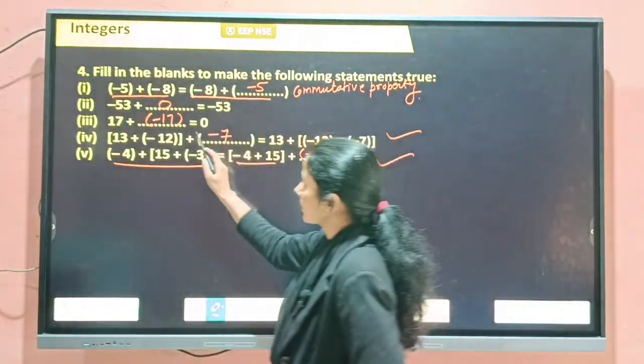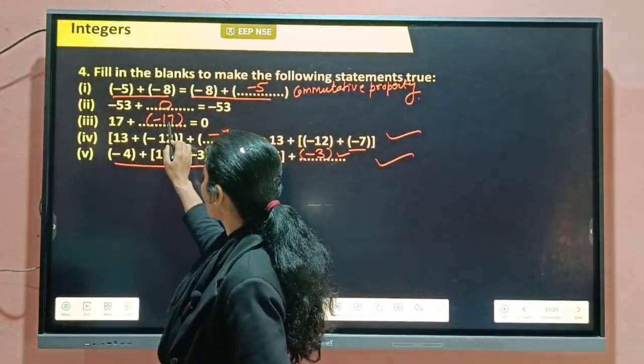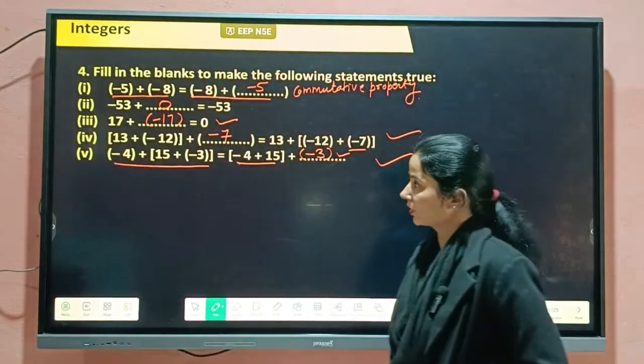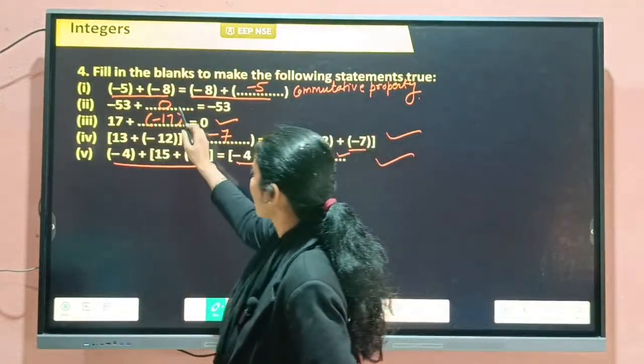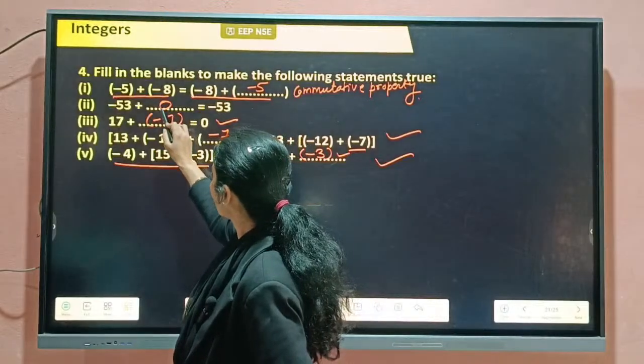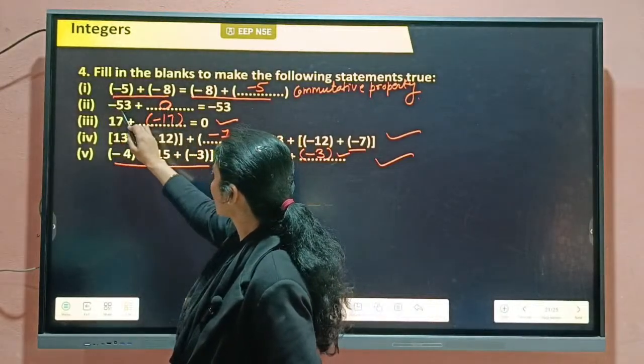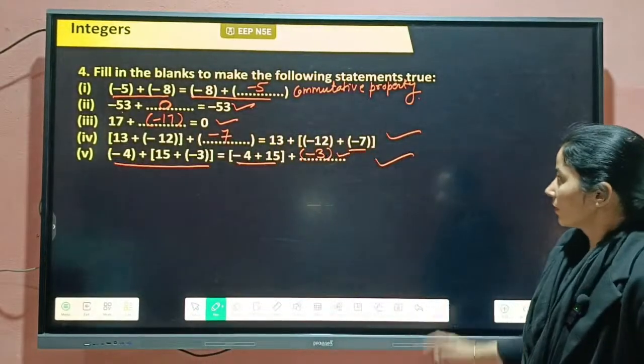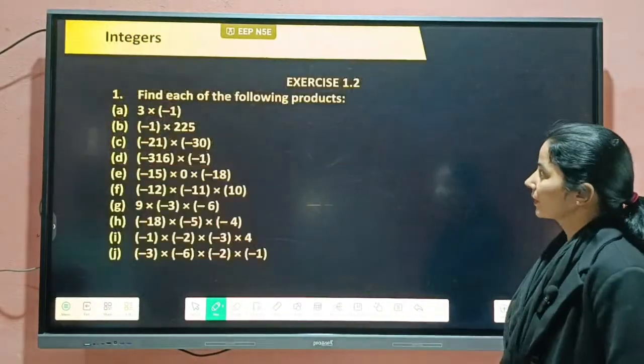And what is there? A number plus its additive inverse gives you the additive identity of integers. And if you are adding the additive identity of integers to any number, then that number remains as it is. Question number 4 is completed.